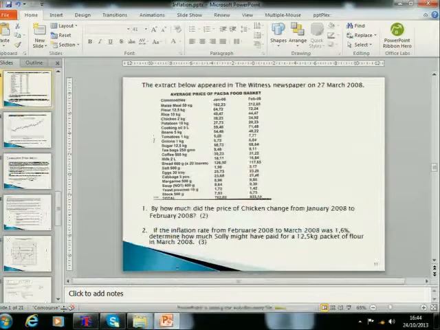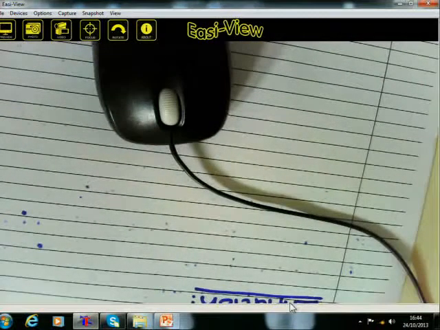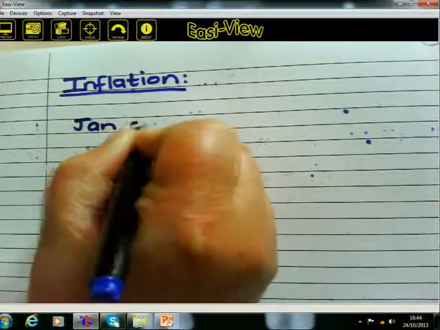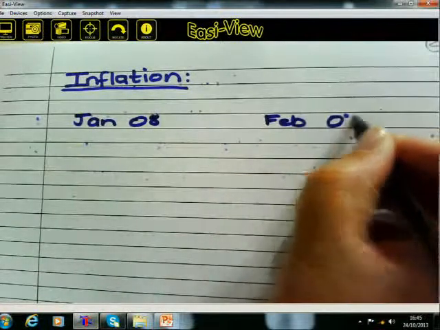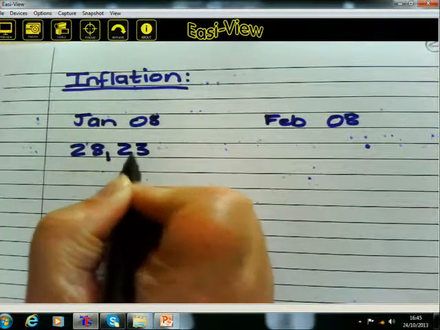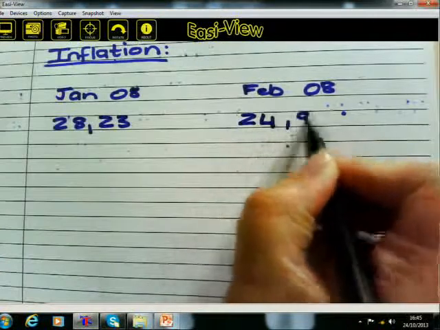Now to do so, I will show you the inflation rate. Sorry, it's upside down. Can you please fix it for us? Right, the inflation, the price of the chicken. If we quickly look at the first price, I'm going to write it here, January 2008, and the price of it in February 2008. In January it was 28 Rand 23, and in February it was 24 Rand 92.